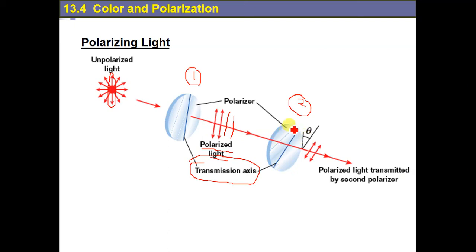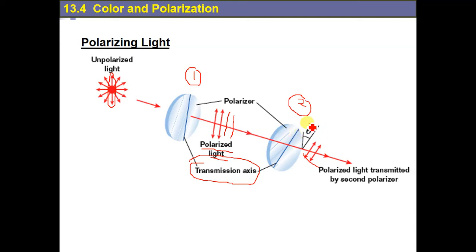So here it's tilted. So girls, here some light will pass, but for sure it will be less intense. It will not be as bright as this one, right or no? Because only part of this polarized light passes.